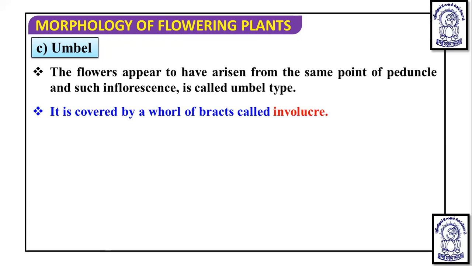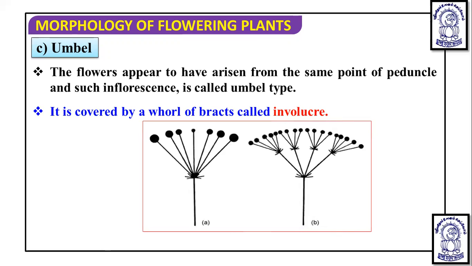It is covered by a whorl of bracts called involucre. Bract is a small leaf-like structure at the base of the flower stalk, and if it is present as a group of bracts, it is known as involucre. Now see this here, this is the growing point. These are the flowers. These all flowers appear to arise from one point, but they are not arising at one point. They are arranged at different nodes, but the internodes are condensed, so they appear as if all nodes are fused and from each node they are arising.